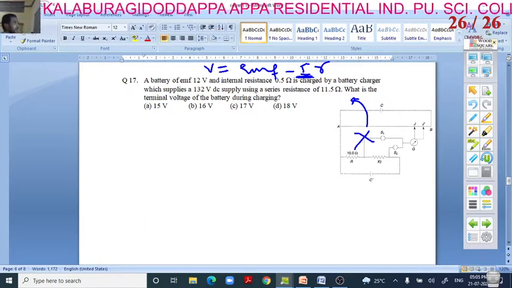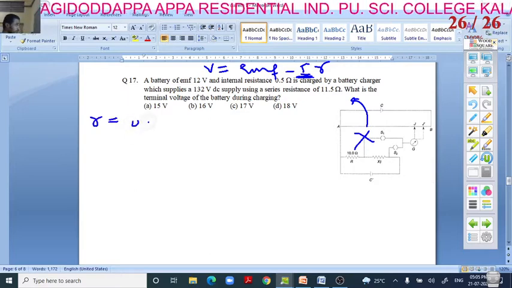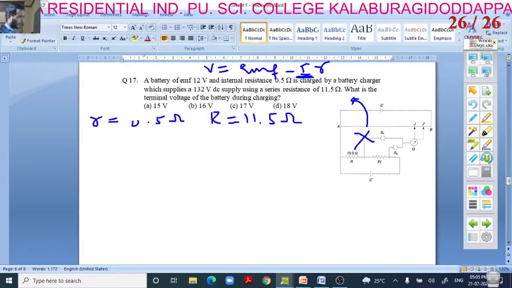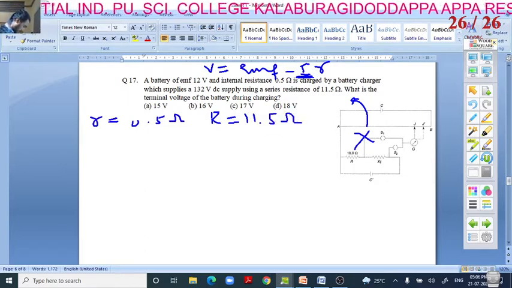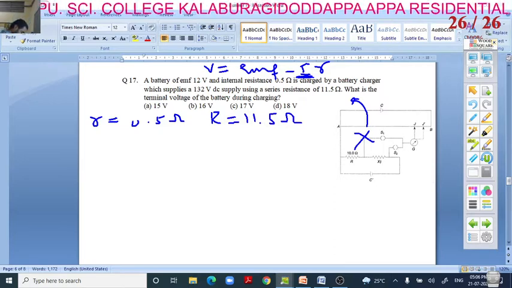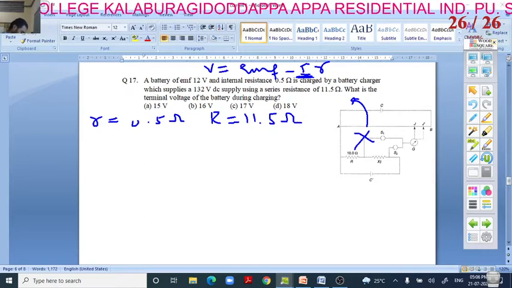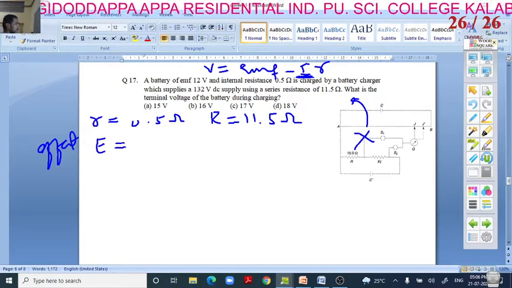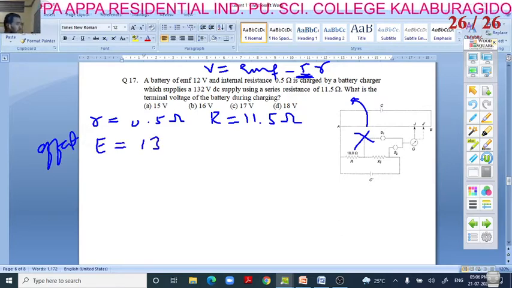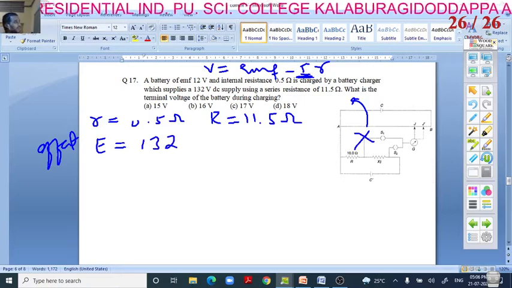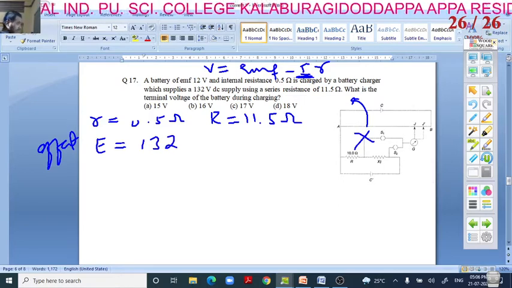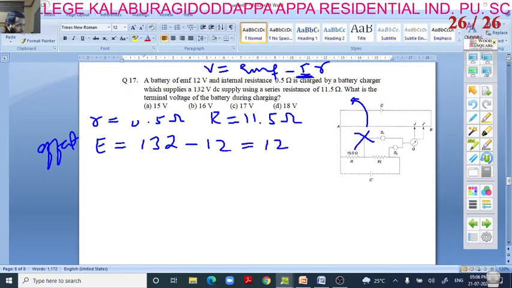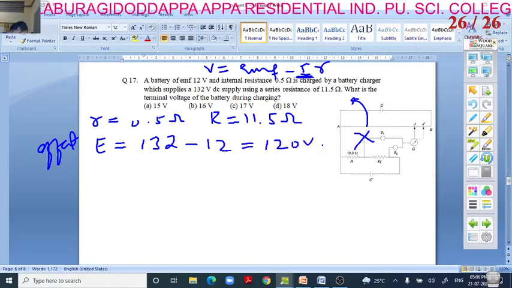Given r is equal to 0.5 ohm, and capital R is equal to 11.5 ohm. For charging, the positive terminal of the charger is connected to the positive terminal of the battery. Therefore, effective EMF E is equal to 132 minus 12, that is equal to 120 volt. Right, current in the circuit.